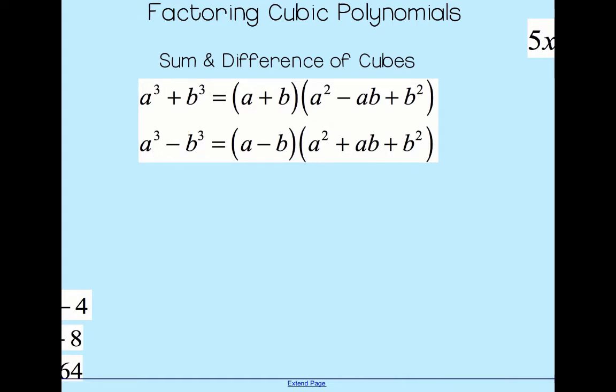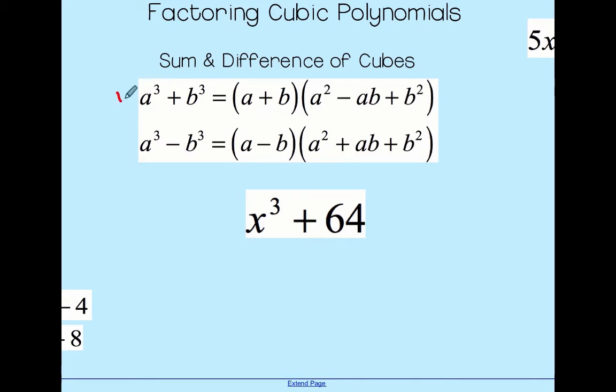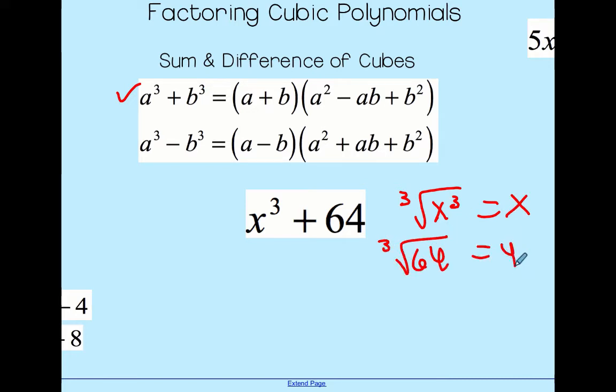So let's go ahead and look at one. First, are both terms perfect cubes? Yes, x cubed is x times x times x, and 64 is 4 times 4 times 4. So I know that there's a sum, so it follows this rule. What I do is I take the cube root of x cubed, which is x, and I find the cube root of 64, which we already said is 4. So this is my A, and this is my B. And then I just follow that rule.